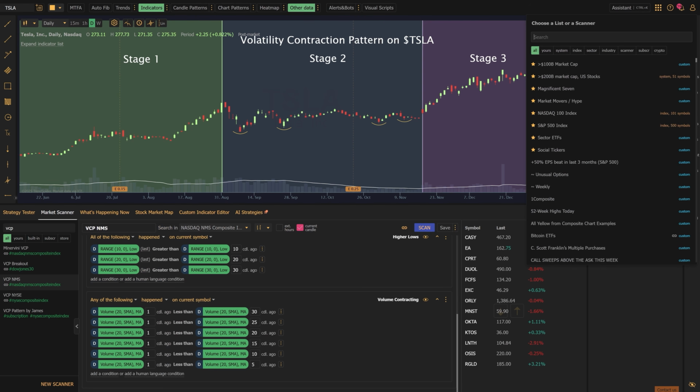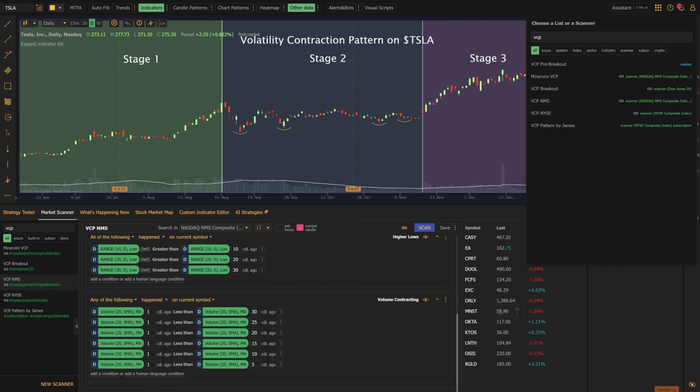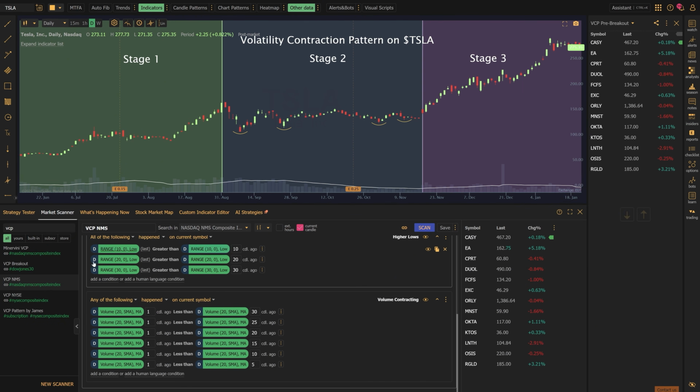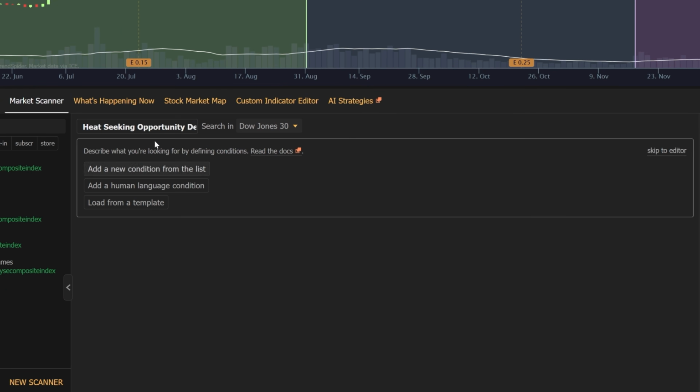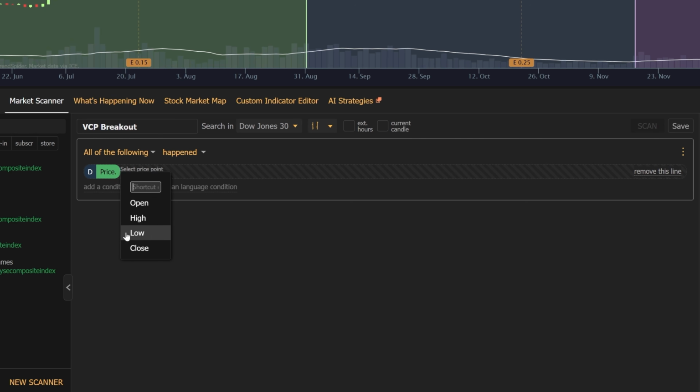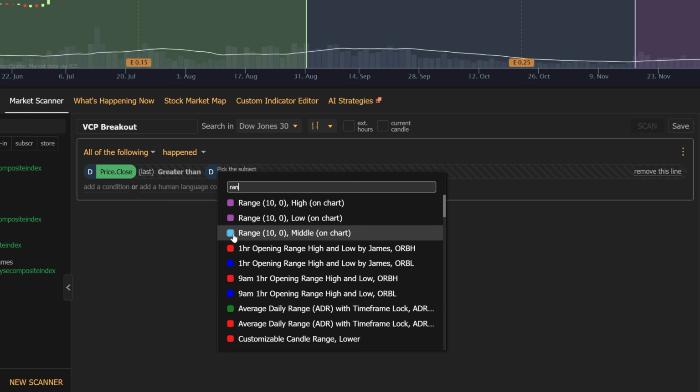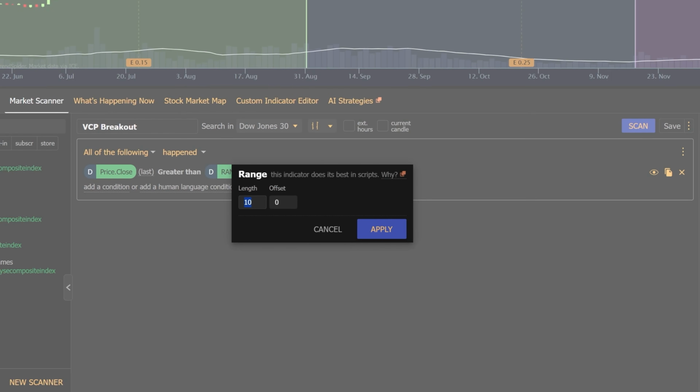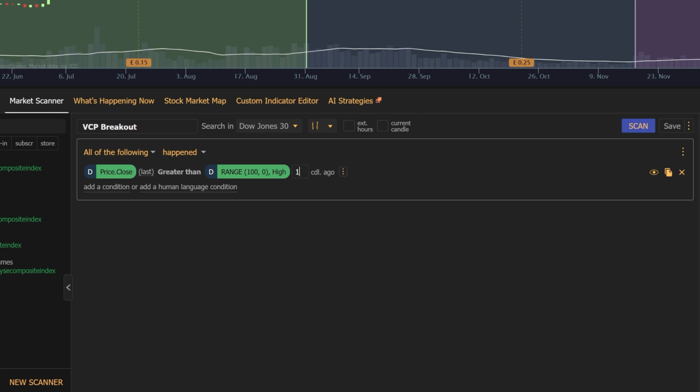So once your watch list is set up, you can open the market scanner and create a new one called VCP Breakout. This will take just 2 conditions, one that confirms that the stock broke out, and one that says that the volume is higher than average. So add a condition where the daily close price was greater than the 100-day range high 1 candle ago, which will scan for stocks with a confirmed daily breakout.